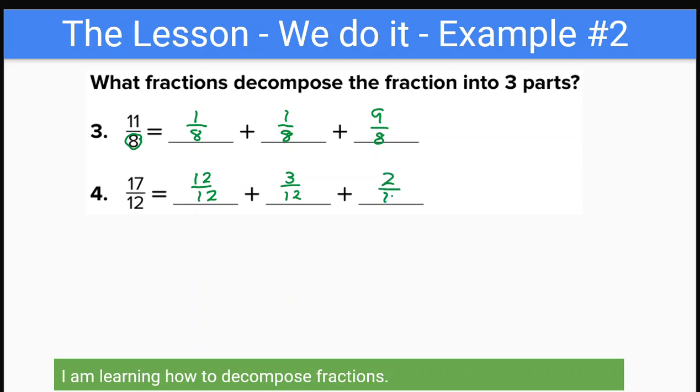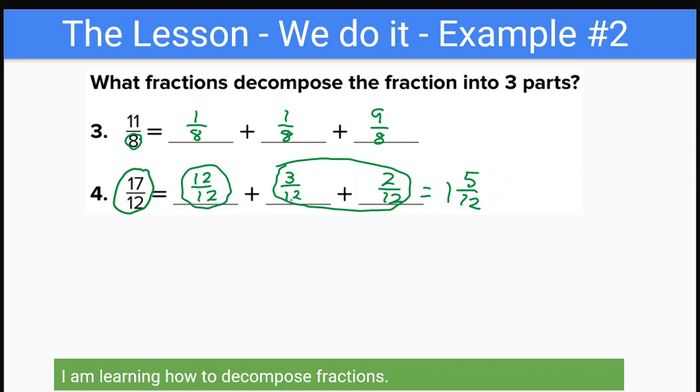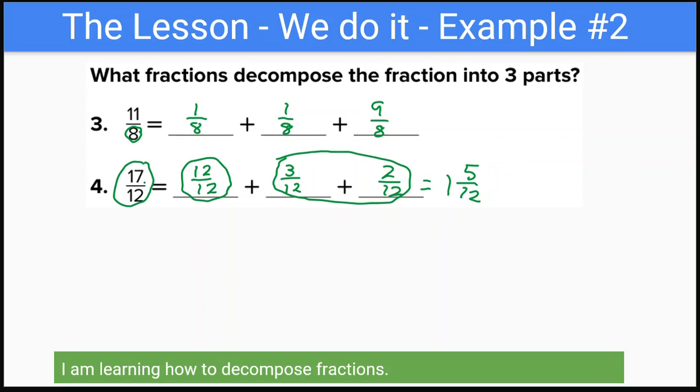There we go. Okay, well, this right here is equal to 1 right here. These two right here are equal to 5 twelfths. So this whole thing really equals 1 and 5 twelfths, or it equals 17 twelfths. This is an improper fraction. This right here is a mixed number. We'll talk more about that later. But right now you're learning how to decompose fractions. There were many different answers you could have put in here. I just chose one of them.